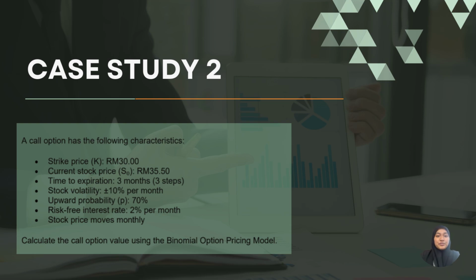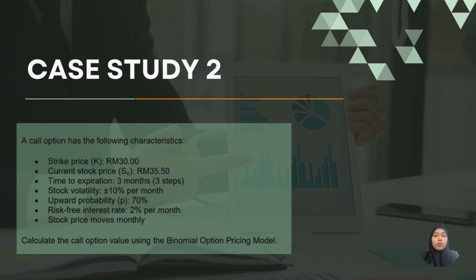So now let us move to case study 2. In this case study 2, we focus on the binomial option pricing model. In this case, we are given a call option with a strike price of 30 ringgit and a current stock price of 35 ringgit 50 cents and a 3-month expiration period. And this stock is assumed to move with a monthly volatility of plus or minus 10%, with an upward probability of 70% and a risk-free interest rate of 2% per month.